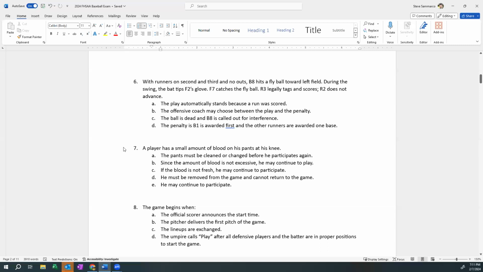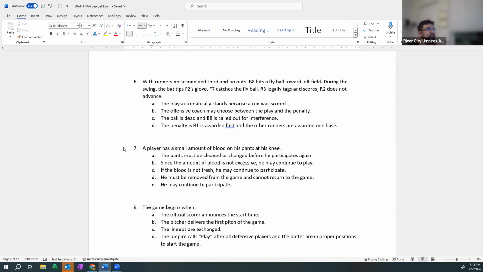Runners in second and third, no out. B8 hits a fly ball towards left field. During the swing, the bat tips F2's glove. So we have catcher's obstruction here, right? Catcher's interference. F7 catches the fly ball. R3 legally tags and scores.